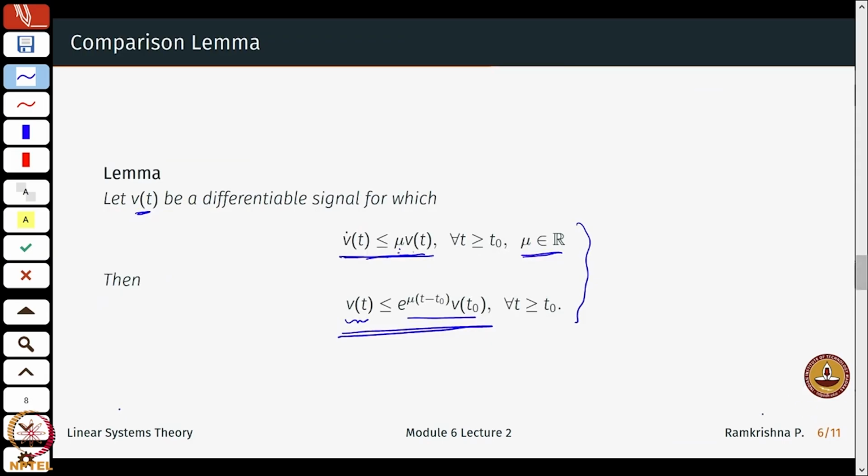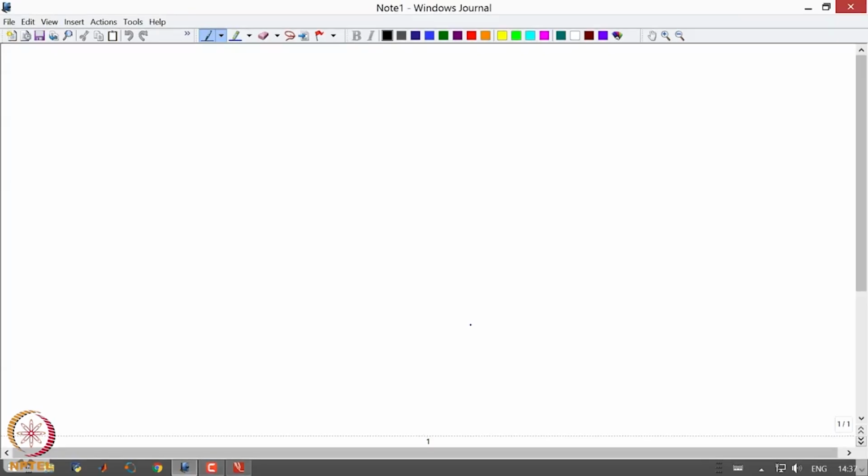So, the statement I will read out again. Given V(t), which is a differentiable signal which satisfies a condition like this, that V dot of t is less than or equal to mu V of t, then essentially V of t, the solution of it, looks something like this. Okay, so I will just do a small proof of that, and it is sometimes useful to know how these proof techniques were derived.